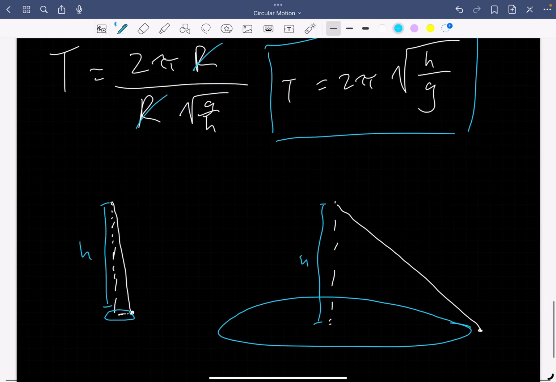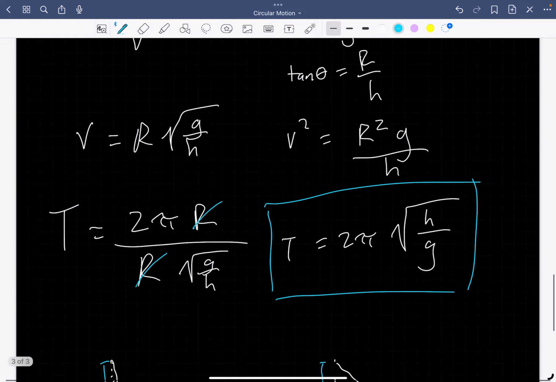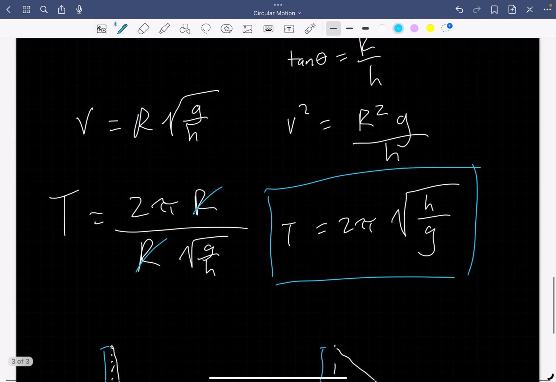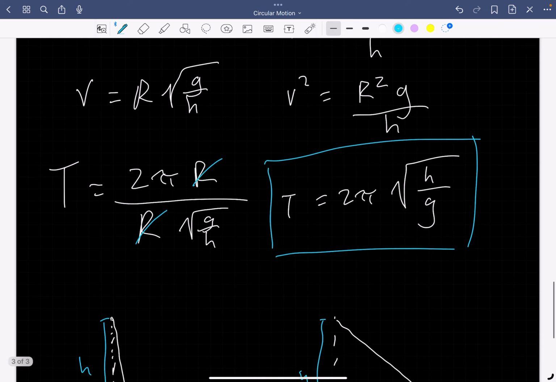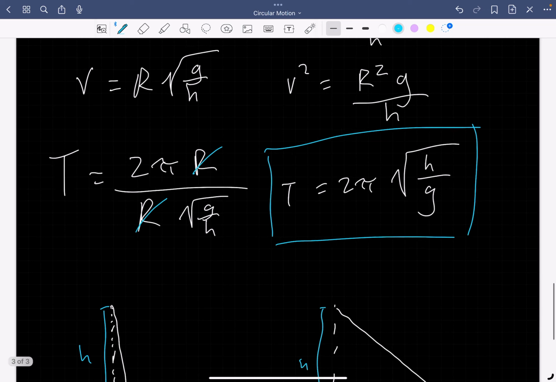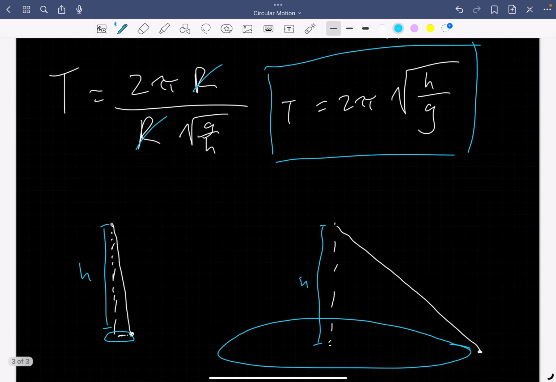Okay, so that is an interesting result. And then if you look at this formula, and you've already learned simple harmonic motion, or have studied how normal pendulums work, you see that this is remarkably similar to the period of a normal pendulum that swings side to side. Instead, for that, the period is equal to 2 pi square root of L over g instead of h over g.